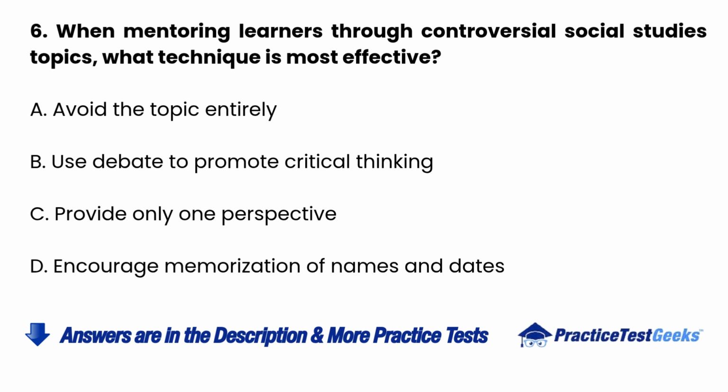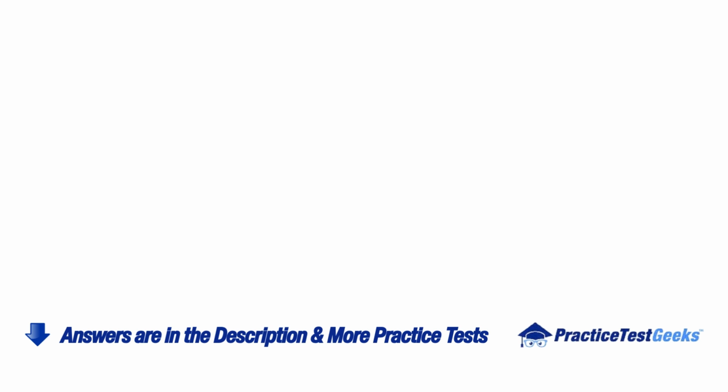6. When mentoring learners through controversial social studies topics, what technique is most effective? A. Avoid the topic entirely. B. Use debate to promote critical thinking. C. Provide only one perspective. D. Encourage memorization of names and dates.